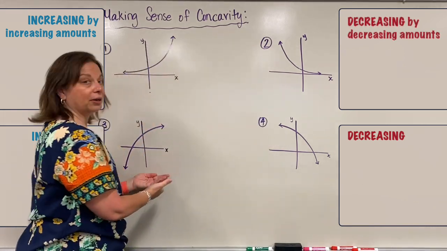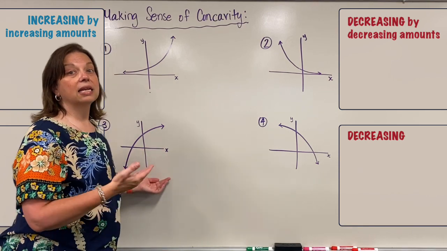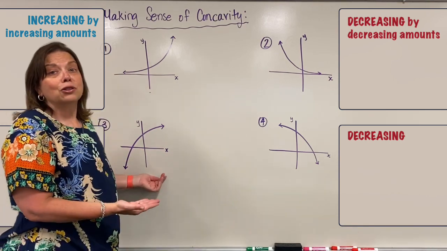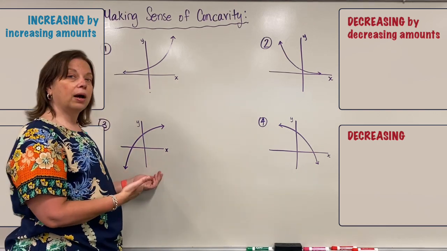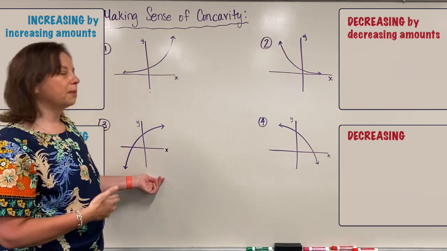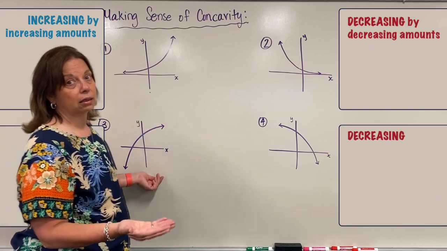Let's go to graph 3. Again, we categorize this as an increasing function, but how so? How are the Y values actually increasing? By what amount? Are they increasing amounts, decreasing amounts, or again, constant amounts?